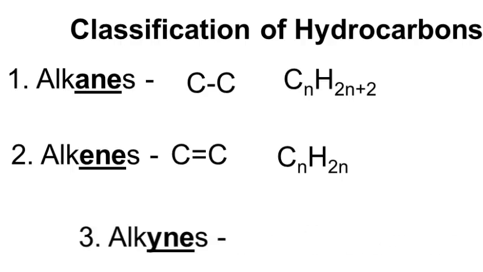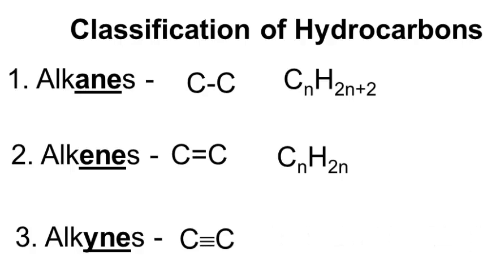Now the last one we said were alkynes. Alkynes are of course a triple bond, and these have the general formula CnH2n-2. So you should be able to recognize an alkene, an alkane, or an alkyne simply from the formula and the number of hydrogens that are present. Let's look at some examples.